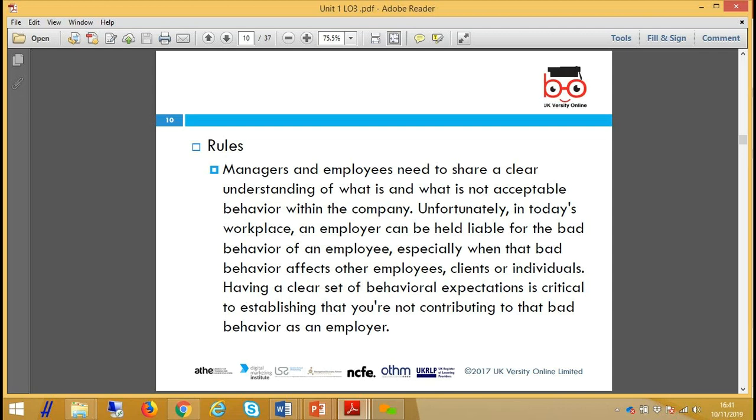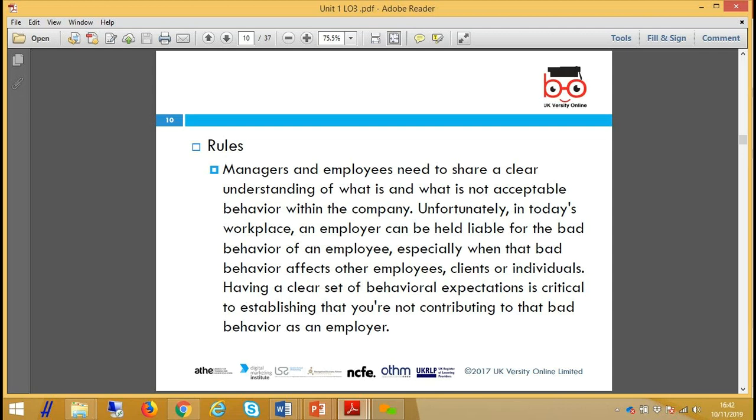So these are rules we expect the company to abide by, the employees to abide by, but also the customers, suppliers, and distributors to abide by, especially when you're on company premises or dealing with company business. So we have to think of rules as wider than employees, especially to protect the employees sometimes.